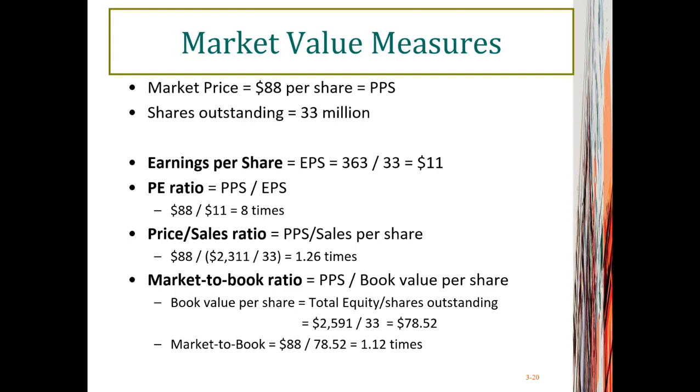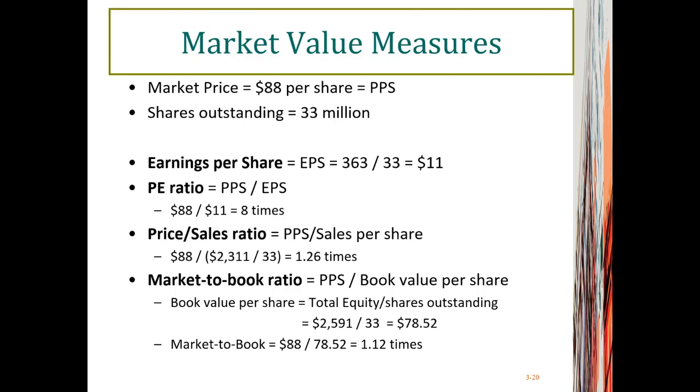In this case, it equals total net income of $363 million divided by the total number of shares outstanding, which is $33 million. So earnings per share in this case is $11, which means for each share of the stock, the company is generating $11 of earnings. And here we introduce three market valuation measures.